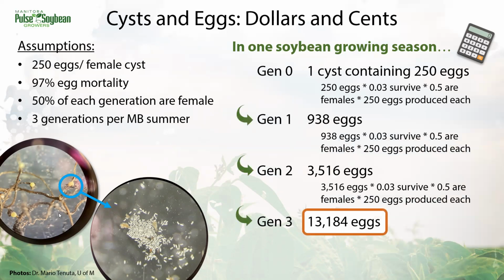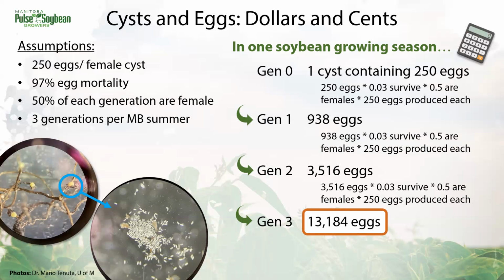So each generation, we're taking those factors into account. 3% are surviving, half are female, and they're each producing another 250 eggs. That's amplifying this single cyst to just over 13,000 eggs in the soil. But what does that egg number mean, though, for yield?